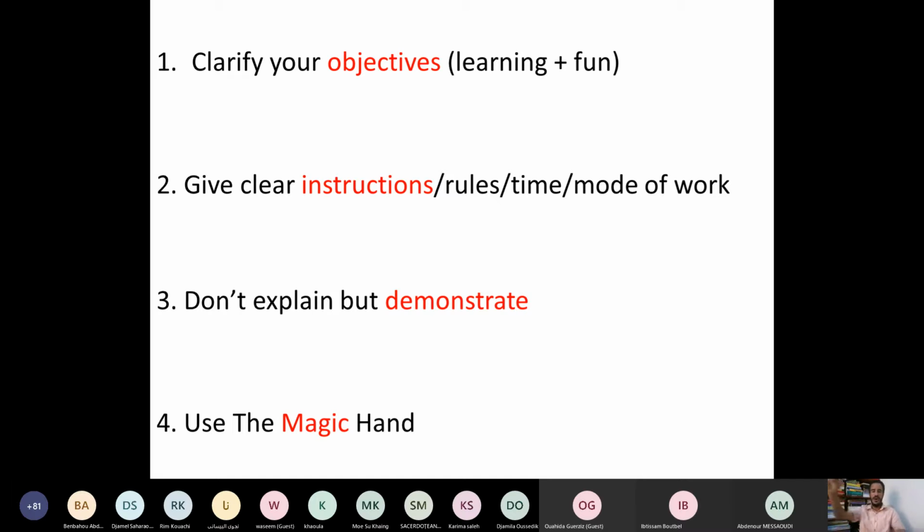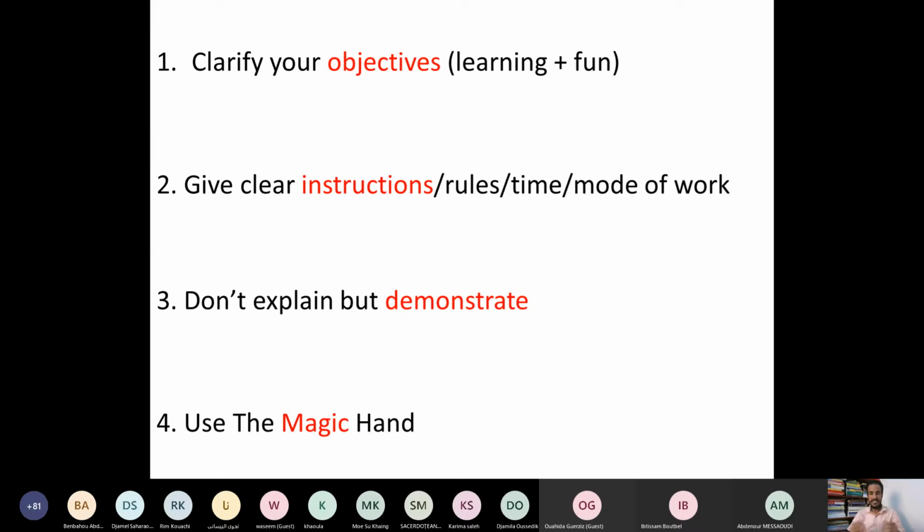Teacher, how much time do we need? Teacher, do I have to work alone or with my partner? They will interrupt you. So please, when playing games, clarify your objectives, give clear instructions. Number three is my favorite. Don't explain, but demonstrate. Blah, blah, blah, confuse your learners. Don't talk a lot, don't explain a lot, but demonstrate.